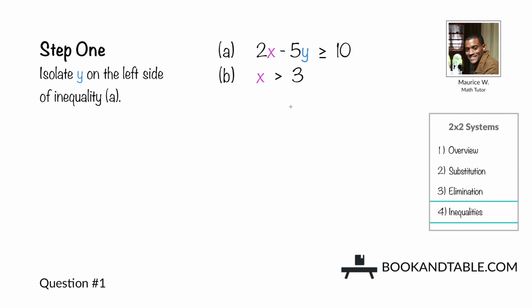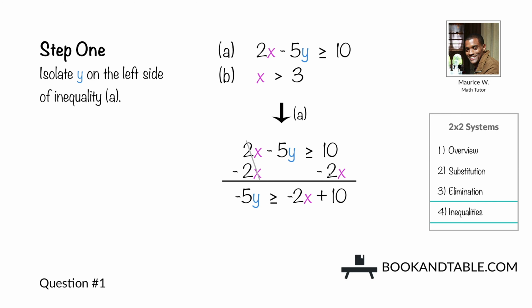Question number 1. Inequality A, we have 2x minus 5y is greater than or equal to 10. In inequality B, x is greater than 3. So since we only have one variable here, step 1 will isolate y on the left side of inequality A, since we won't have to do it for B here, there's no y. So 2x minus 5y, we'll start by subtracting 2x from both sides, leaving us with negative 5y is greater than or equal to negative 2x plus 10.